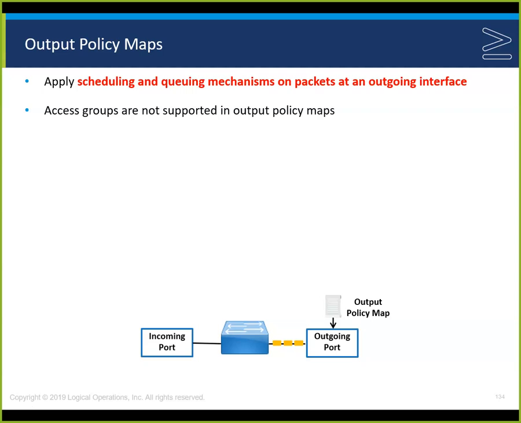And what we talked about earlier, that they don't trust this, the don't trust is still valid here, because we did a map, a classification map, and we reclassified the traffic on the second router.